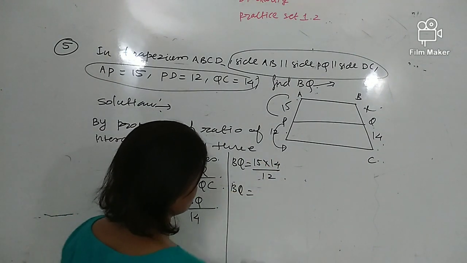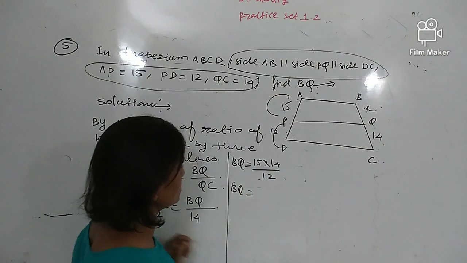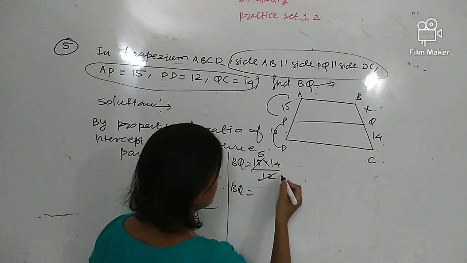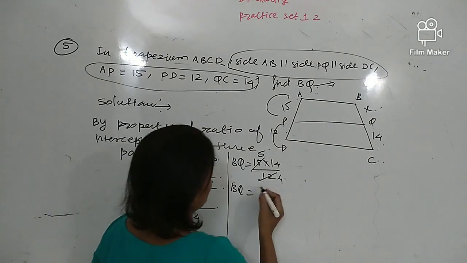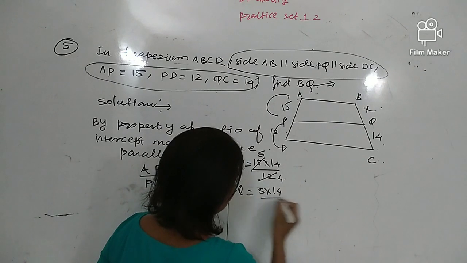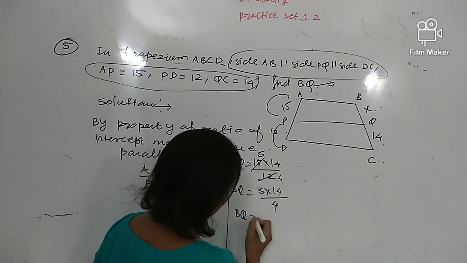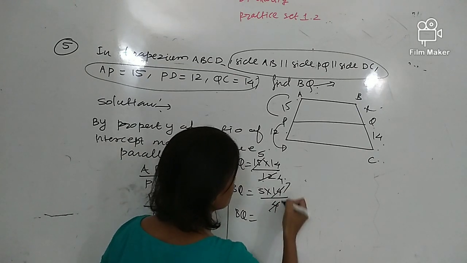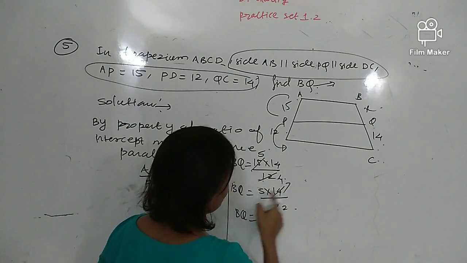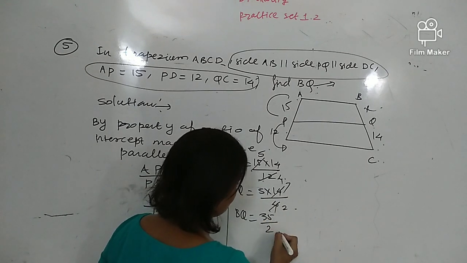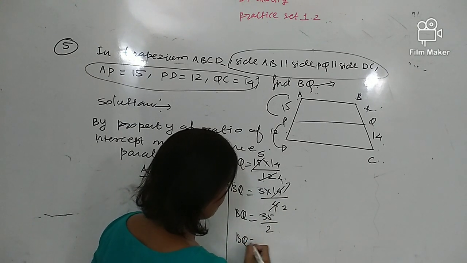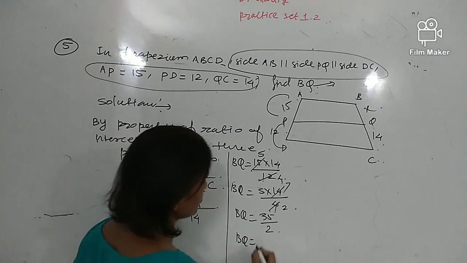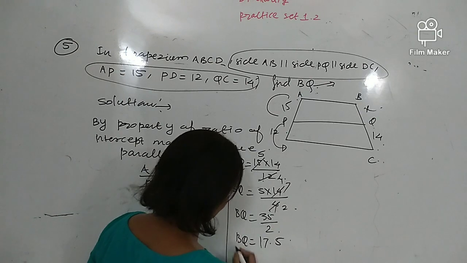So BQ. Both numbers are divisible by 3, so I am reducing it by 3. So 5 threes and 4 threes. So here comes 4. So this is 5 into 14 divided by 4. Again 14 and 4 get reduced by 2, so I am just cancelling it by 2. So this is 5 into 7, it is 35 divided by 2. So the BQ value is 35 divided by 2, or optionally in decimal form you can write it as 17.5.